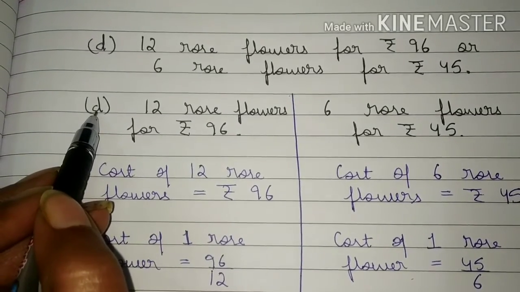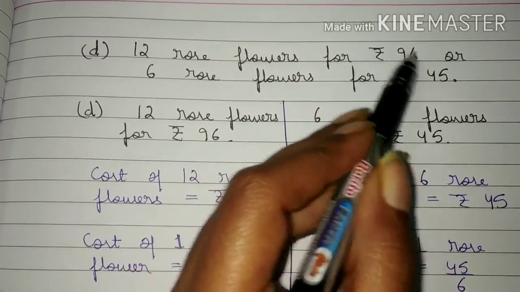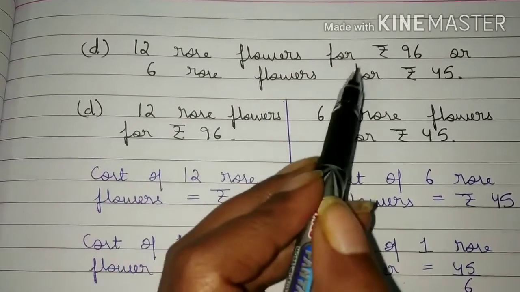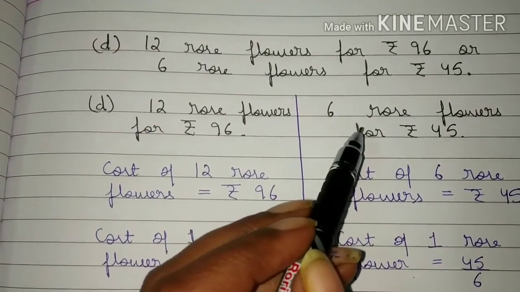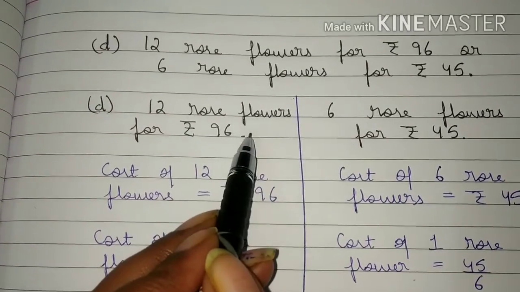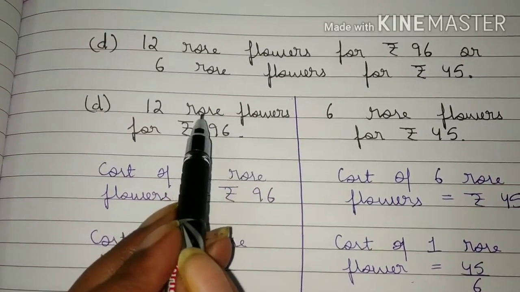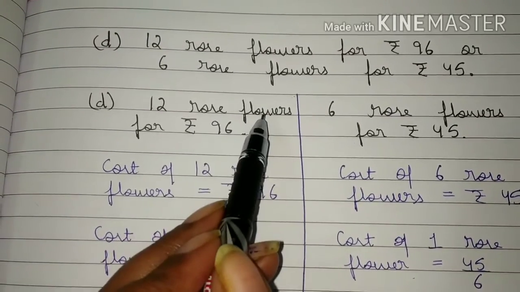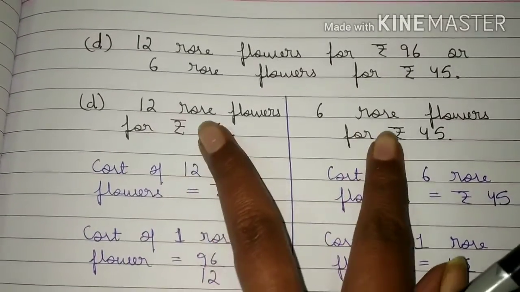First of all, you will write first deal, that is 12 rose flowers for rupees 96 here, and second deal, that is 6 rose flowers for rupees 45 here. Always remember that while solving this question, we will use unitary method here. In unitary method, we will find out unit price of rose flower. Unit means 1. So, we will find out the cost of one rose flower in both the deals.